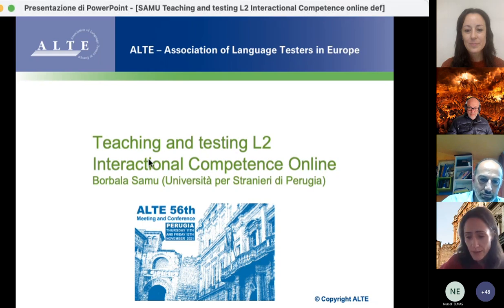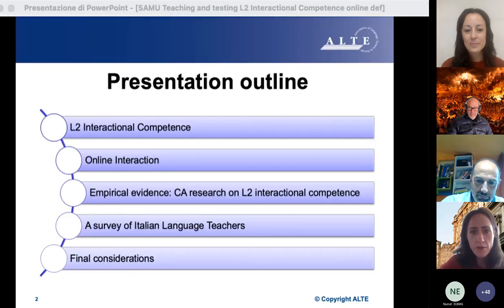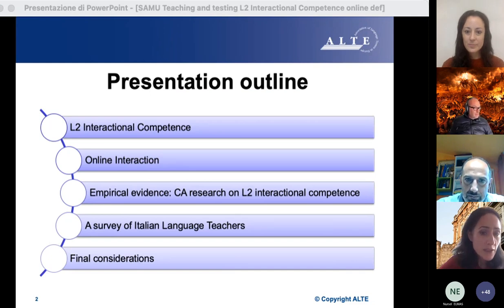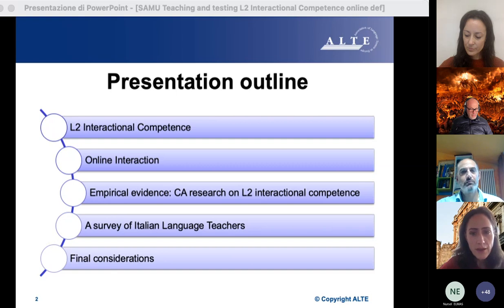So my presentation will follow 5 fundamental points, as you can see on the slide. The starting point is the definition of interactional competence in second language learning, mentioning some difficulties that this construct represents for language teachers and testers. Then we are going to see some specificities of online interaction.